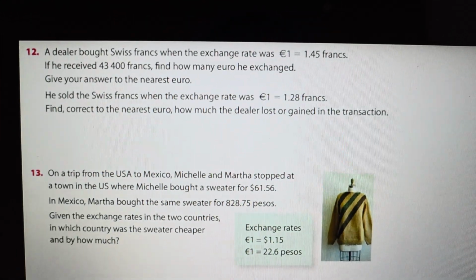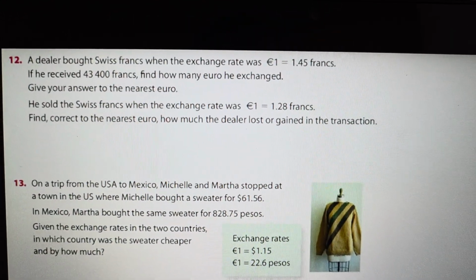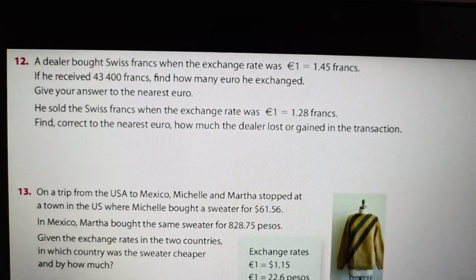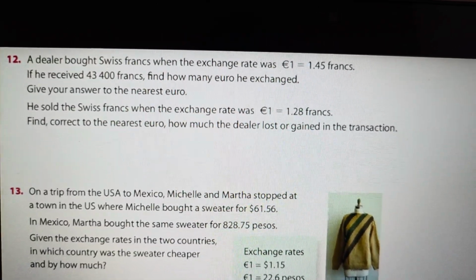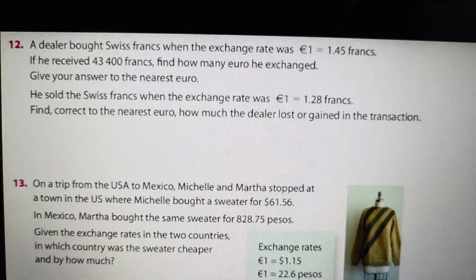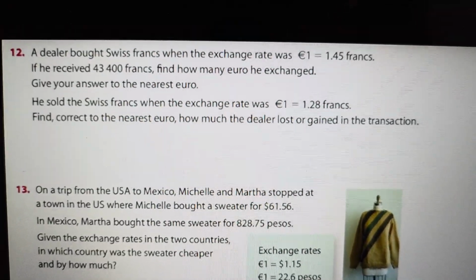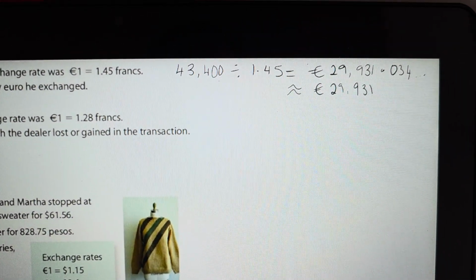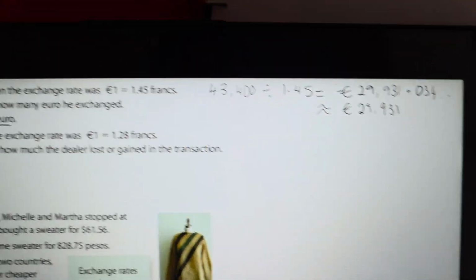Question 12. A dealer bought Swiss francs when the exchange rate was €1 will buy you 1.45 francs. If he received 43,400 francs, how much euro did he exchange? Okay, so I want to convert francs into euro, so that's foreign currency into euro, so I am dividing by the exchange rate. And I am rounding it. Give your answer to the nearest euro.